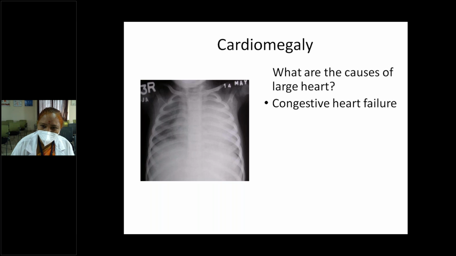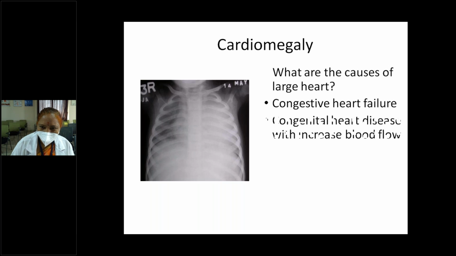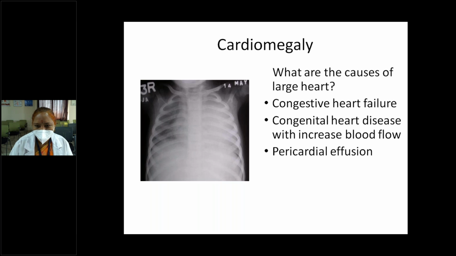Congestive heart failure, myocarditis, congenital heart disease with increased flow like left to right shunts. TGA also we will see cardiomegaly, pericardial effusions, cardiomyopathy, dilated cardiomyopathies, and myocarditis.